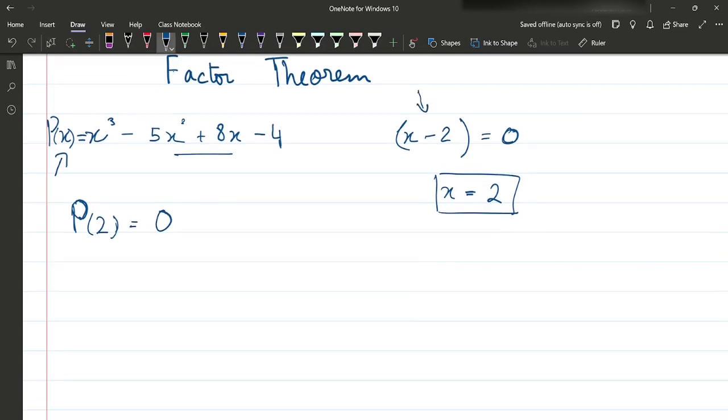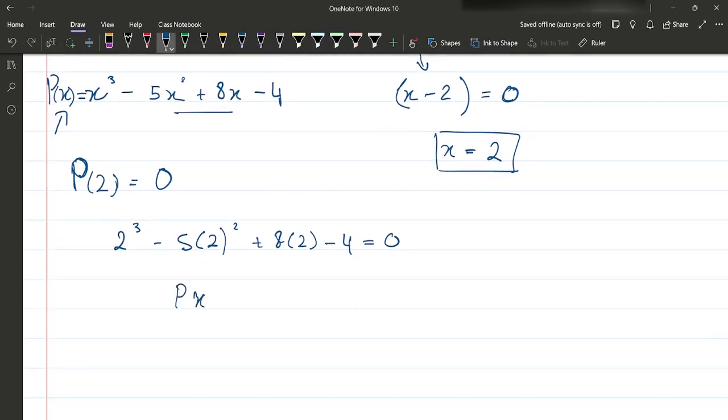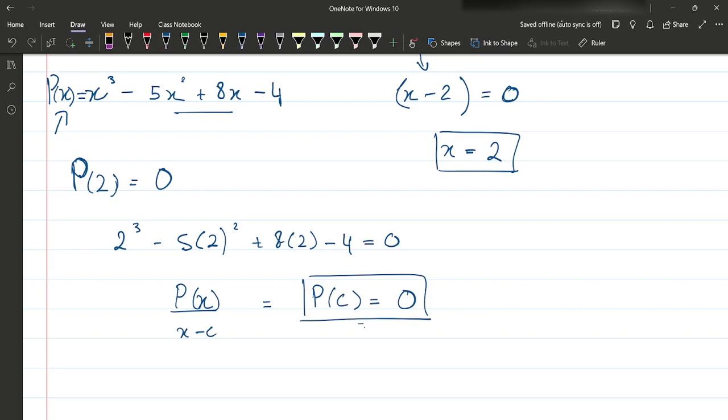Okay, so let's quickly do that. 2 to the power 3 minus 5 times 2 to the power 2 plus 8 times 2 minus 4, and that is indeed equal to 0. So that is a quick way of verifying if an expression is a factor of another expression. So if we have p of x and we want to know if, let's say, x minus c is a factor, all we have to do is show that p of c equals 0. If you can show this, then you have proven that one expression is a factor of another expression.